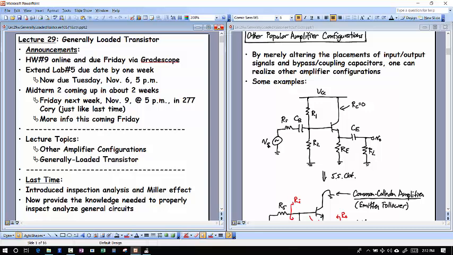Okay, so welcome to lecture 29. Today we're going to be talking about a generally loaded transistor. This is good knowledge to know if you're interested in doing inspection analysis.